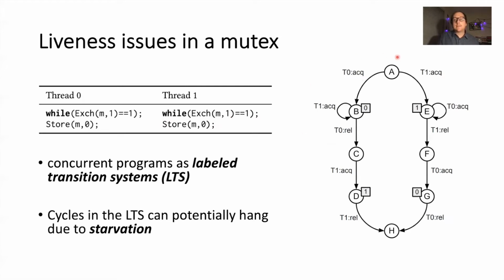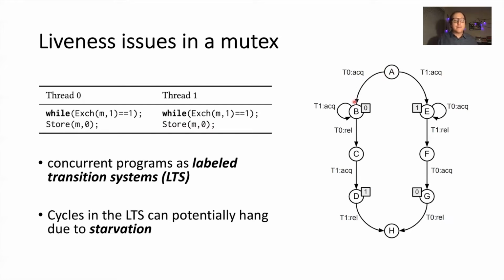How this works is the circles are the states and the arrows between the circles are transitions or actions that threads can take that move us between states. So for example, at our start state A, two things can happen. Thread 0 can acquire the mutex or thread 1 can acquire the mutex. Let's say that thread 0 acquires the mutex. So that puts us into state B.